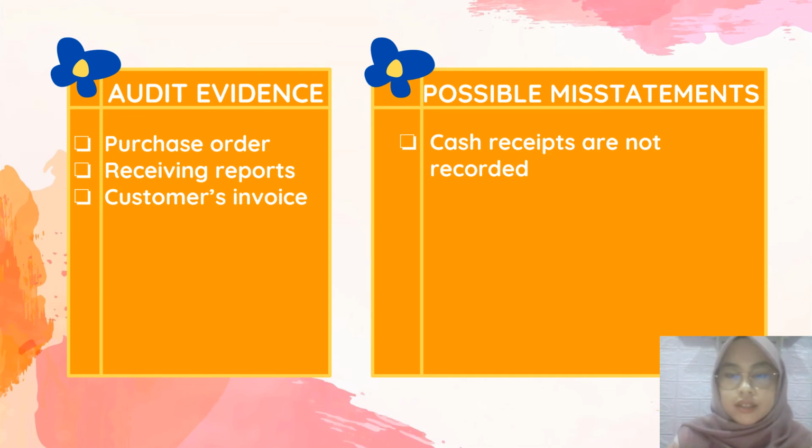Okay, for the next is audit evidence. Audit evidence includes purchase orders, receiving reports for the cash receipt, and customers' invoice. For the possible misstatement for the cash receipt of completeness, cash receipts are not recorded.